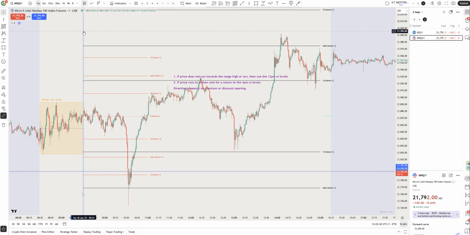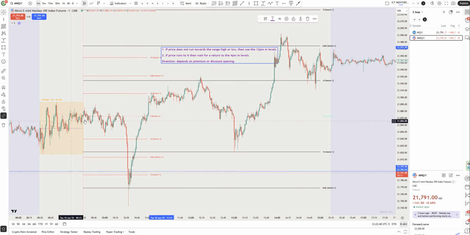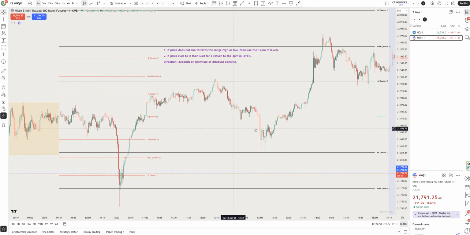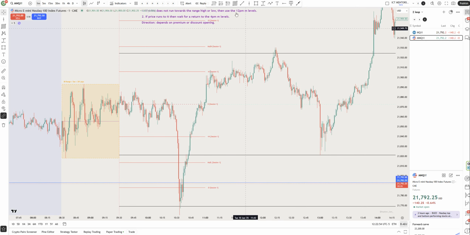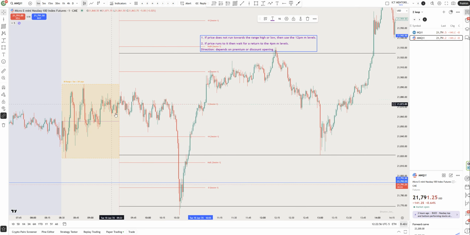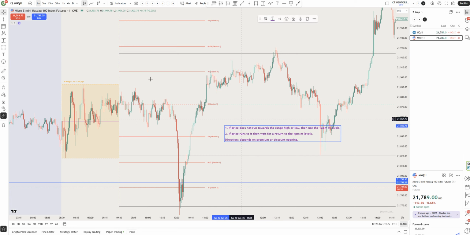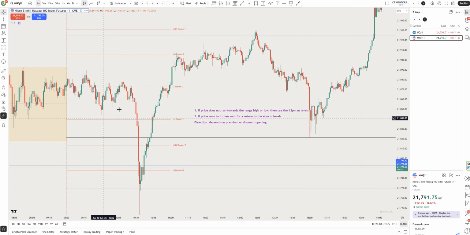All right, so what are we then doing? What was my idea? If price does not run, we're in the premium. At the end of the day, the direction is divided by premium and discount, because that's what the data said. So price would run. But if price doesn't run, then let's use the same thing that I'm using. Let me use new data, but the same style of trading.